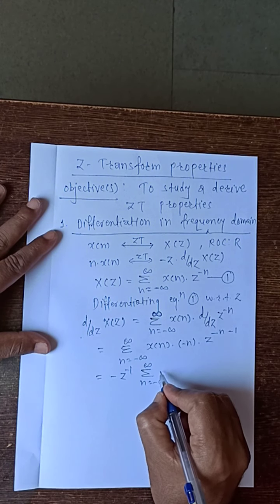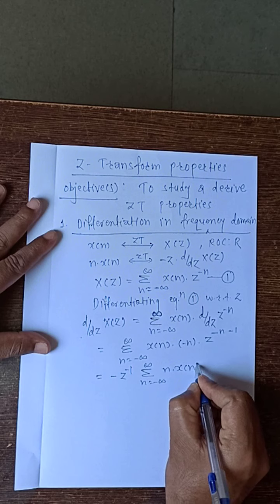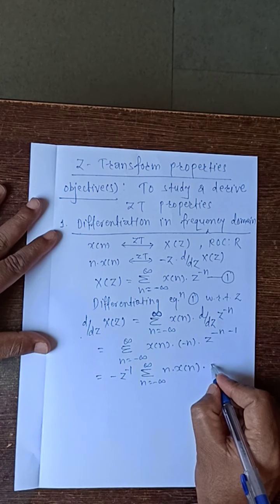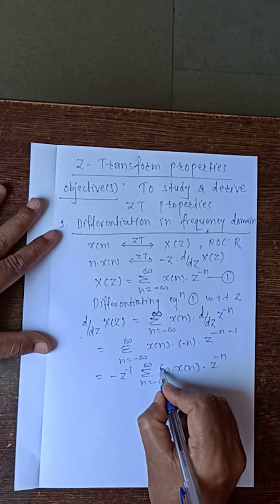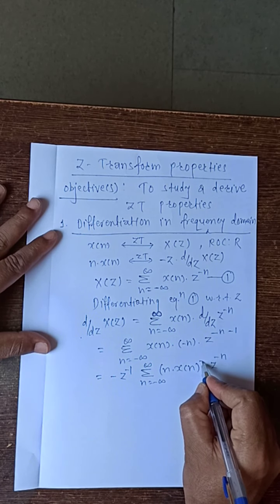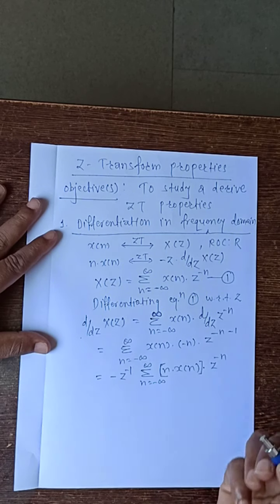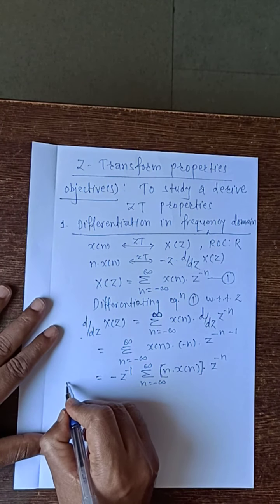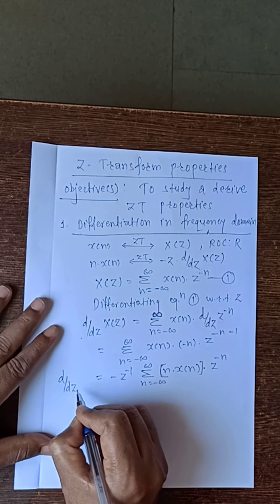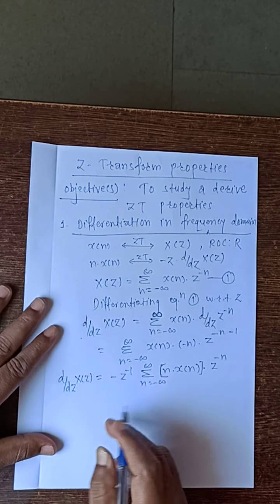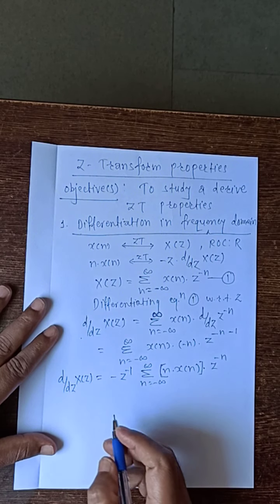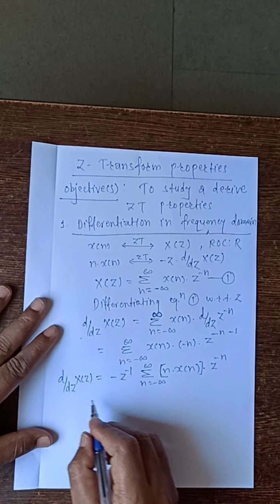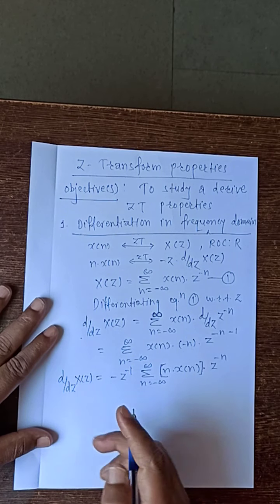So minus sign is taken outside. I am writing n into x[n]. So what is the remaining term? z raised to minus 1 is already taken outside, so z raised to minus n. So this is the term. And the left hand side is equal to d by dz of X(z). So z raised to minus 1, you can write 1 by z and move this 1 by z to this side.